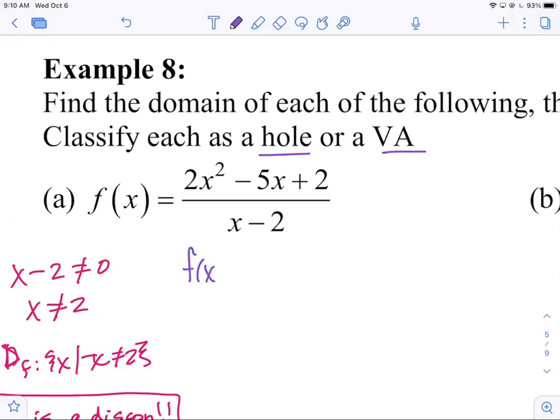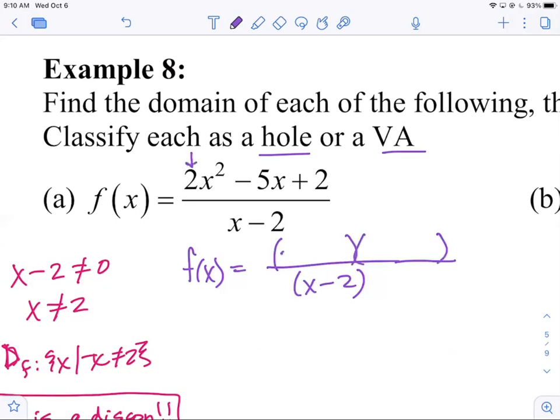Okay, there's 2 ways to determine if the discontinuity is a hole or a VA. The first way I'm going to show you is by factoring. The factor in the bottom is x minus 2. I'm going to group it together in parentheses. The top, does it factor? It's one of those ones with the leading coefficient that's not 1. Well, let's see. Guess and check.